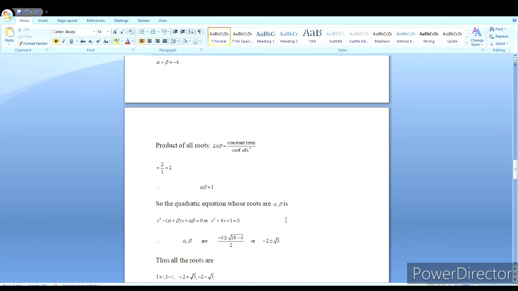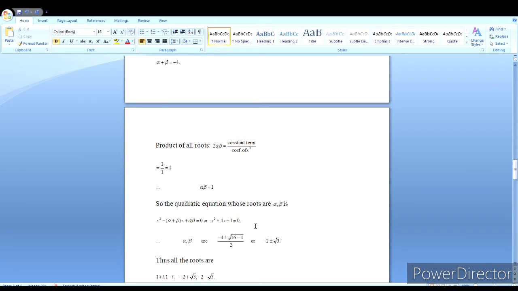So the quadratic equation whose roots are alpha comma beta is x square minus (alpha plus beta) into x plus alpha beta equal to 0. That is x square plus 4x plus 1 equal to 0.